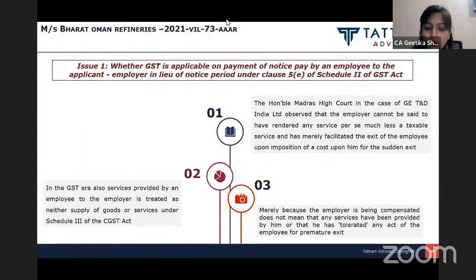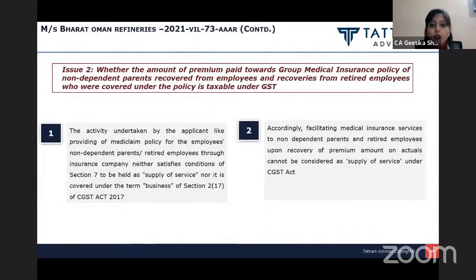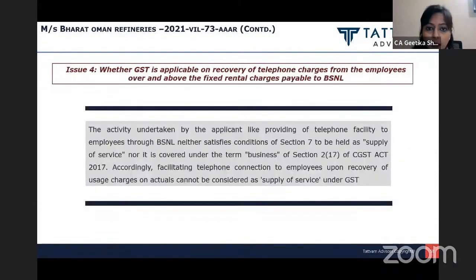There were several other issues also on the employee recoveries, which were tackled in this particular advance ruling. Like when we talk about the medical insurance premium and the telephone bills, very clearly it was held by the authorities that for these premiums and the bills, the company is not doing the business of insurance services or telephone services. They are just facilitating the payment of the charges to the concerned offices. So they are not providing any services.